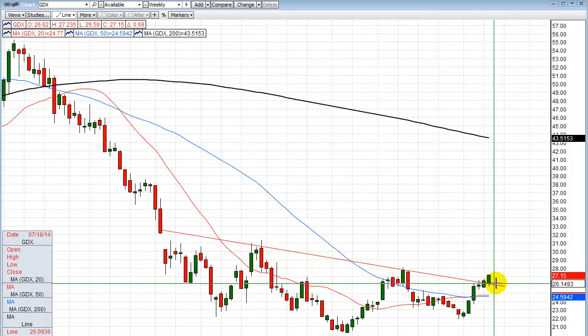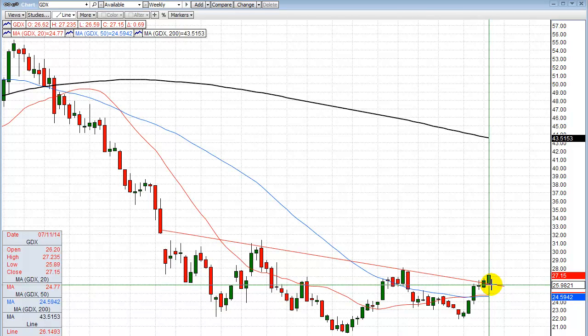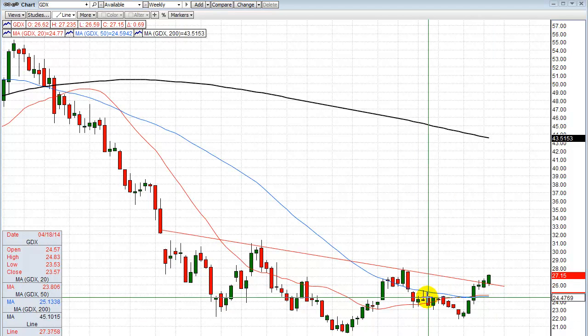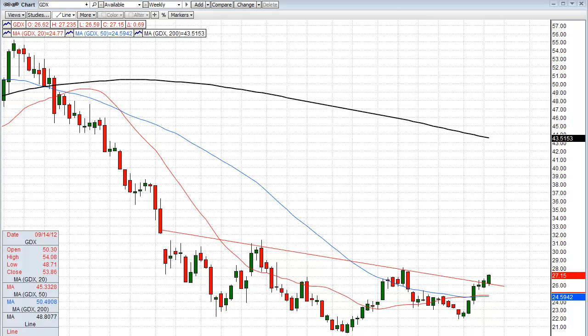But if you want to take the trade, you just put a stop out on a weekly basis below this line here, and that'll be a good risk reward trade. All right, so that about covers GDX.